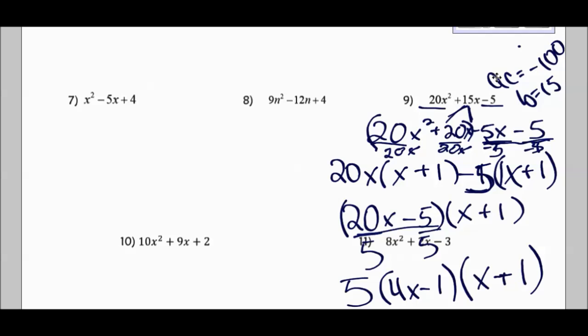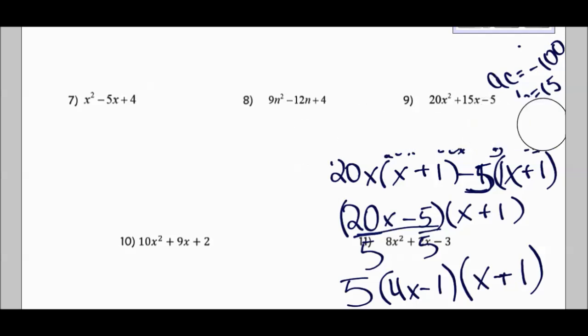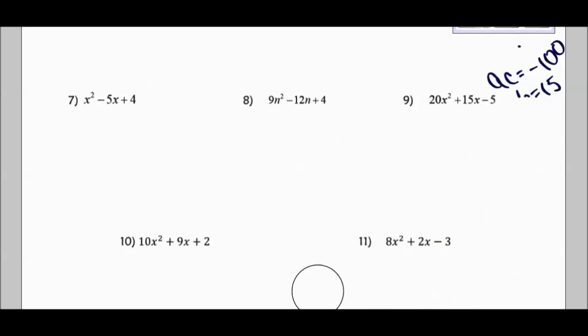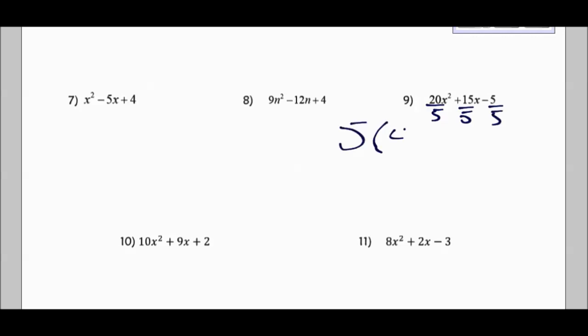Okay. If I did see the GCF, it's going to make it a little bit easier, or I guess tougher, depending on how you're thinking about this. If I saw that GCF in the beginning, if I see that I can divide all of this by 5 right away, I'm going to do that, and it changes into 4x squared plus 3x minus 1. The number in front of there is 4. So A is not 1.